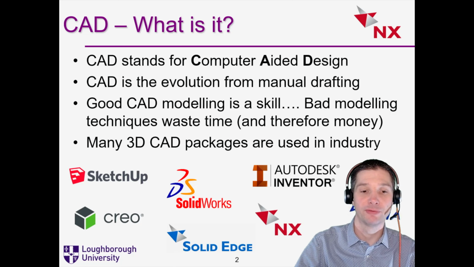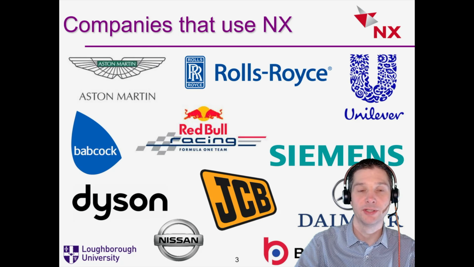However, whilst you may not have heard of the software itself, I'm sure you'll have heard of many of these companies that are household names. All of these use NX as their primary CAD system. So Siemens, as you'd expect, because they own the software, but the likes of JCB and Dyson and Rolls-Royce use this on a daily basis to create all of their products.